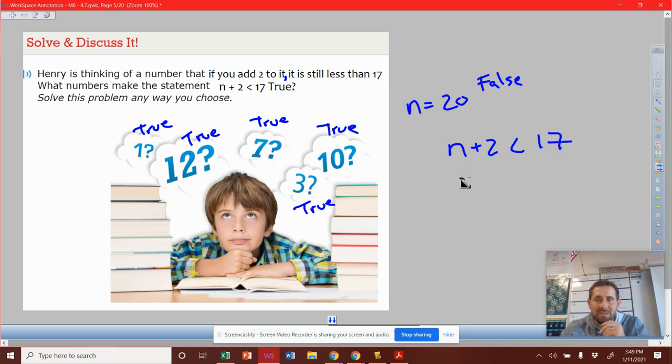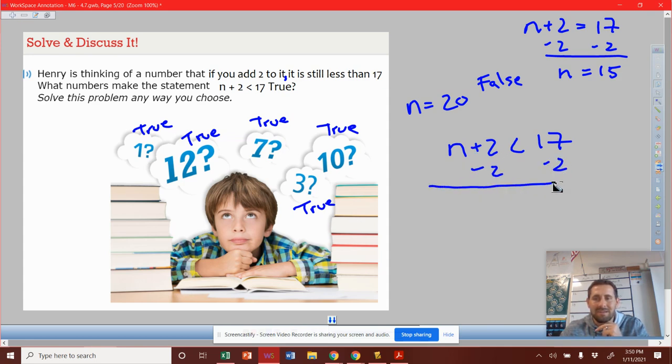This is no different than when you guys were solving equations like n plus 2 equals 17. To get the variable by itself, you do the opposite of plus, you minus 2, right? And then we got the variable equals 15. Can I do that same thing down here? So it's plus 2. Can I minus 2 here and minus 2 here and still have an inequality? So I've got n. I've got my inequality, just like the equal sign, it just comes down. 17 minus 2 is 15.